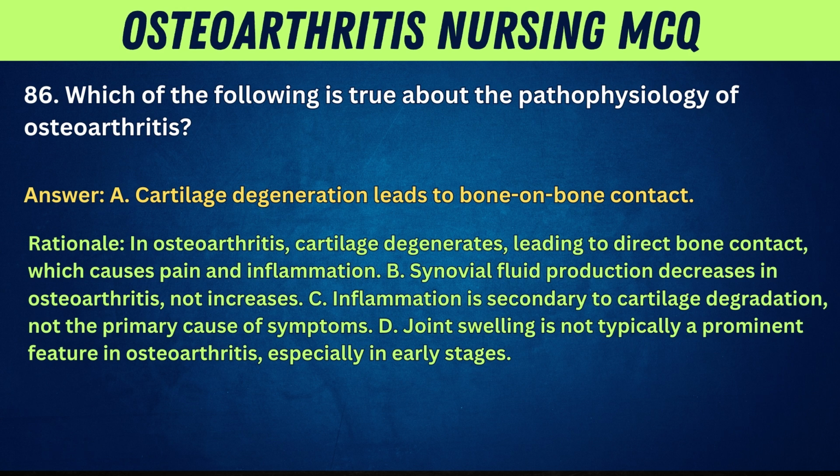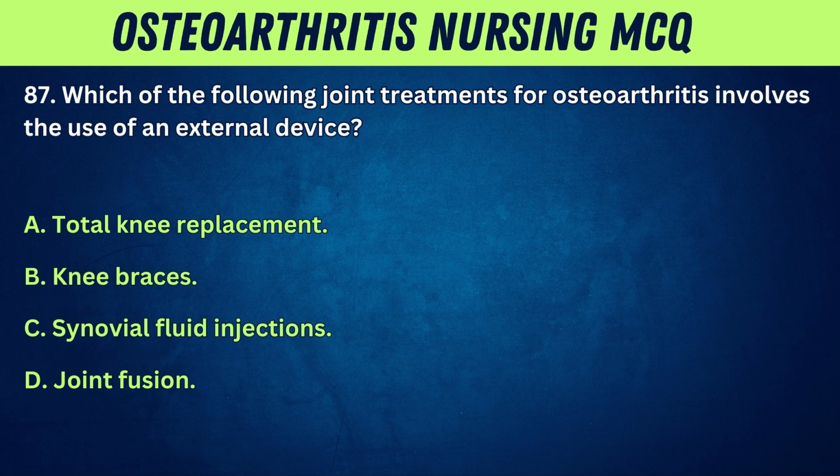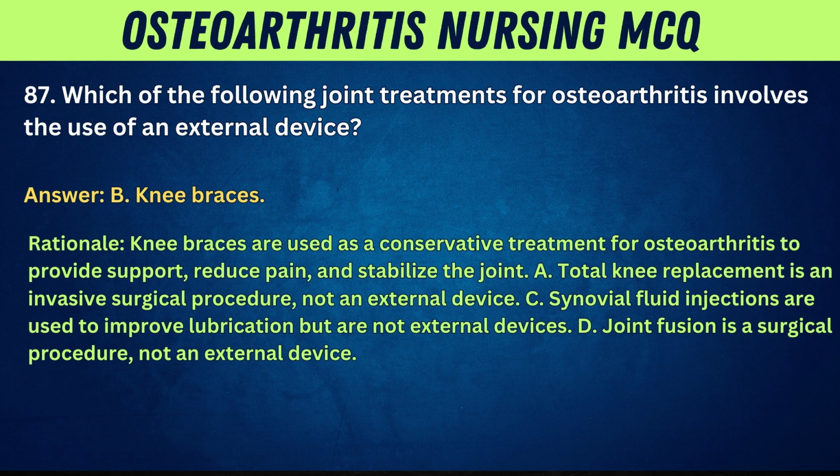D. Joint swelling is not typically a prominent feature in osteoarthritis, especially in early stages. 87. Which of the following joint treatments for osteoarthritis involves the use of an external device? A. Total knee replacement. B. Knee braces. C. Synovial fluid injections. D. Joint fusion. Answer: B.